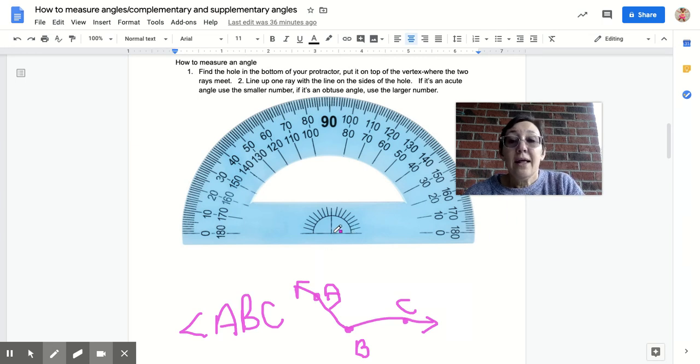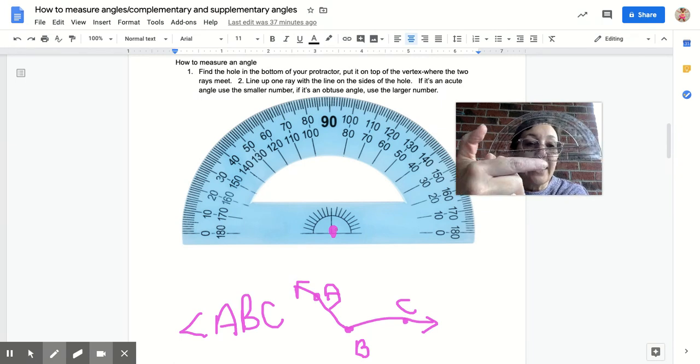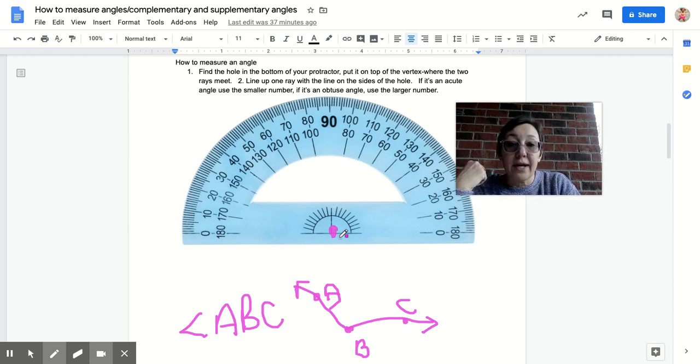But here we go. On your protractor, you need to know where the middle is, the hole on your protractor. On these, it's right here. This is your hole, and that's where you put the vertex of your angle. Okay, I've drawn it right here.